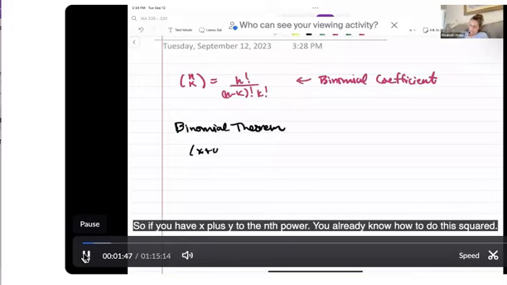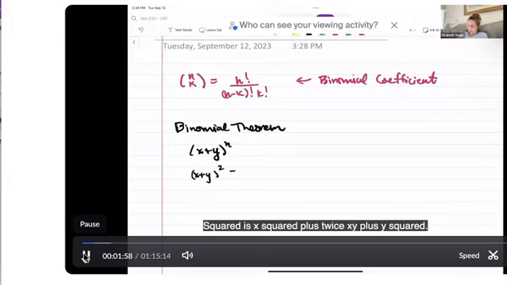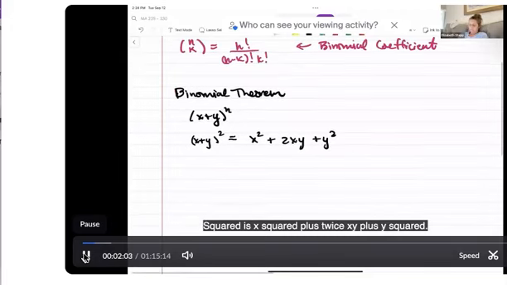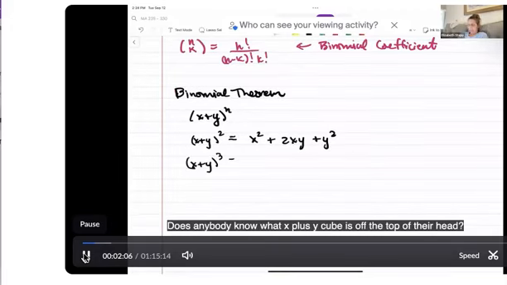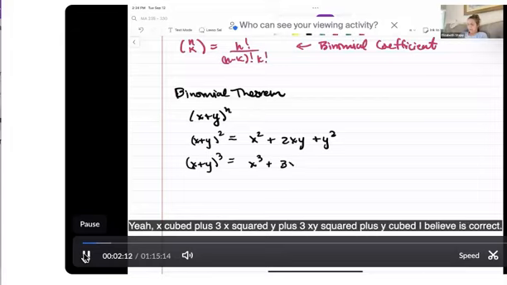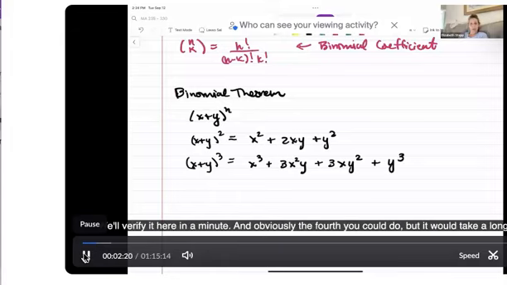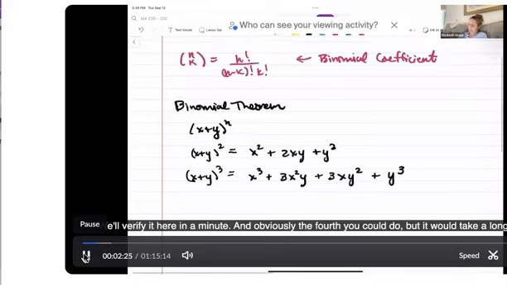So if you have x plus y to the nth power, you already know how to do this squared, right? You FOIL it. X plus y squared is x squared plus twice xy plus y squared. Does anybody know what x plus y cubed is off the top of their head? X cubed plus 3x squared y plus 3xy squared plus y cubed, I believe is correct. We'll verify it here in a minute. Obviously the fourth you could do, but you'd have to multiply it out by hand, and it would take a long time.